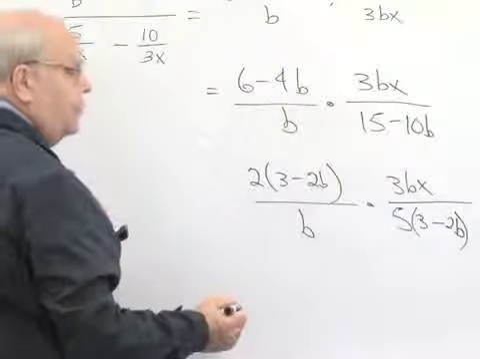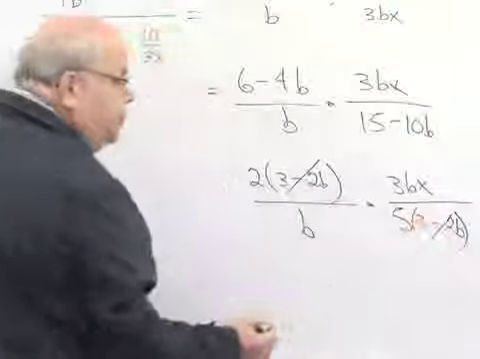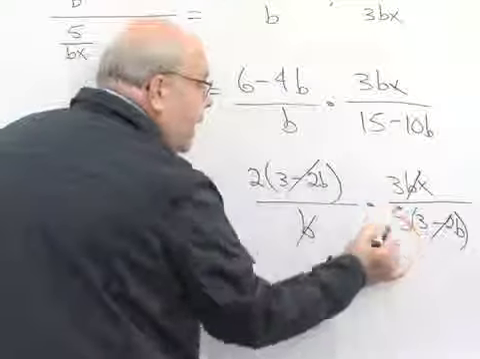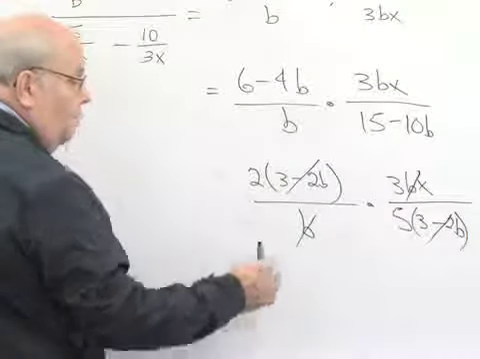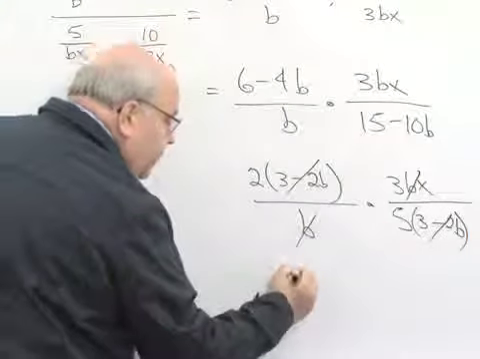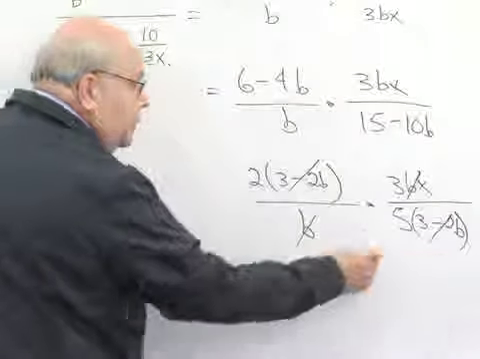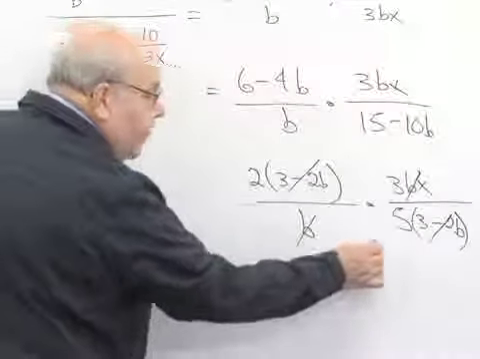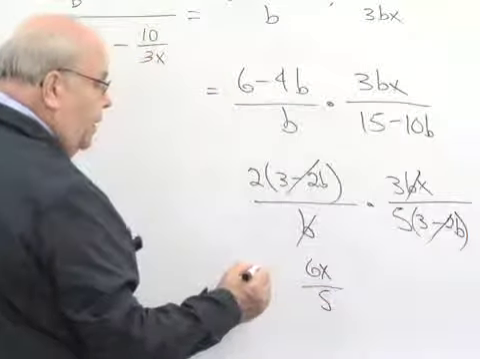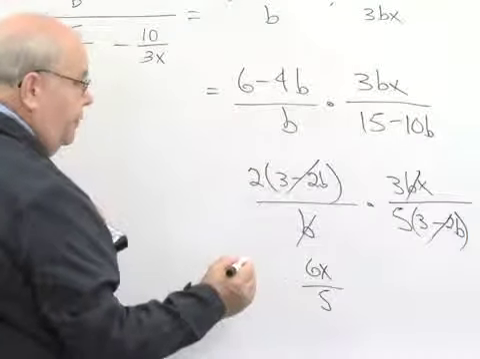Now let's see if we can simplify. We notice that the parentheses 3 minus 2b divides out. We notice that this factor b divides out, and the only thing left is 2 times 3x in the numerator. So 2 times 3x would give us 6x. And in the denominator, these two terms have divided out, so what we have left is 5. So our final answer is 6x over 5.